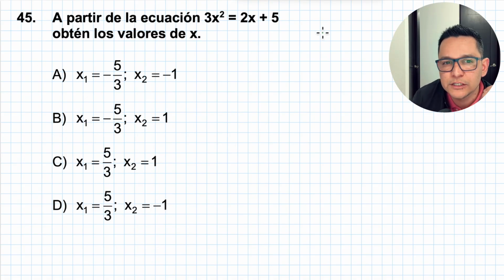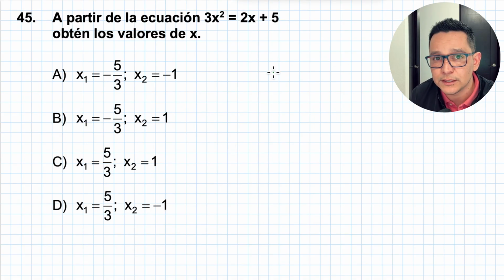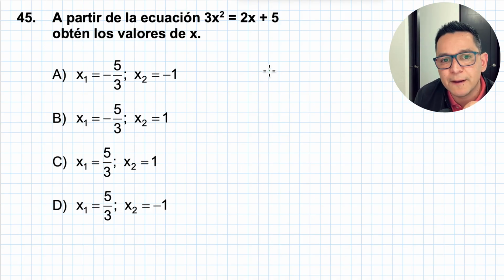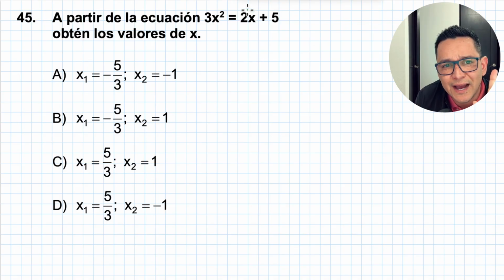It mentions the values because it's a quadratic equation, so there can be up to 2 different solutions. All right, let's solve it. The first thing I'm going to do is move this 2x to the left side by subtracting it, and also move this 5 to the left side by subtracting it.